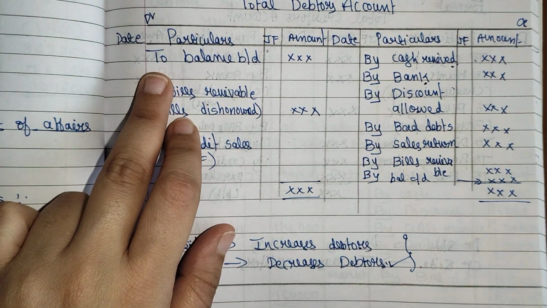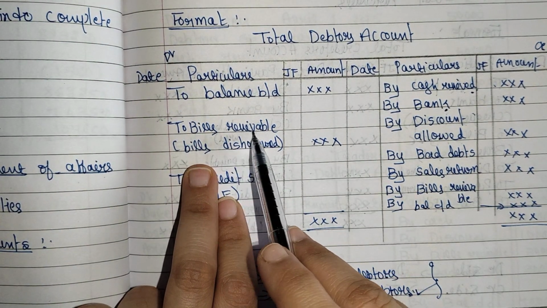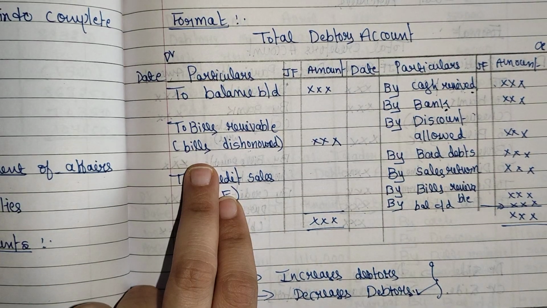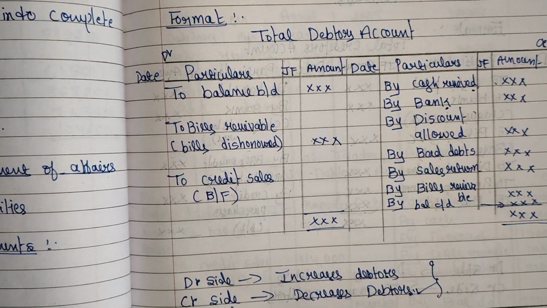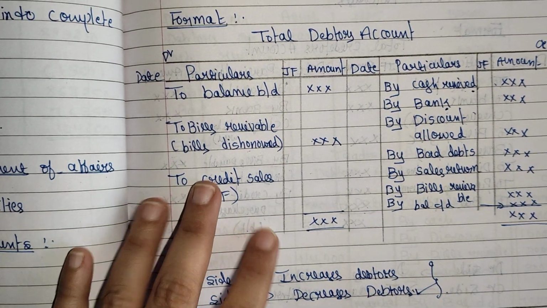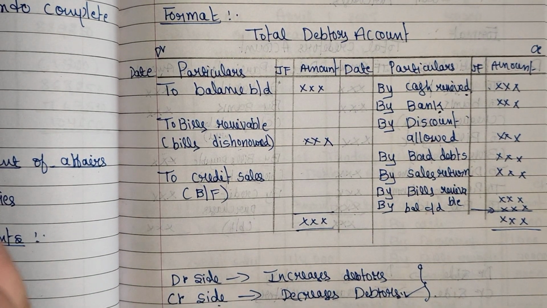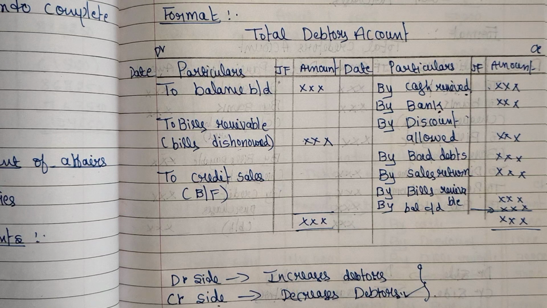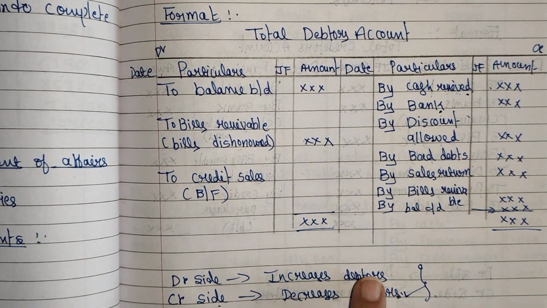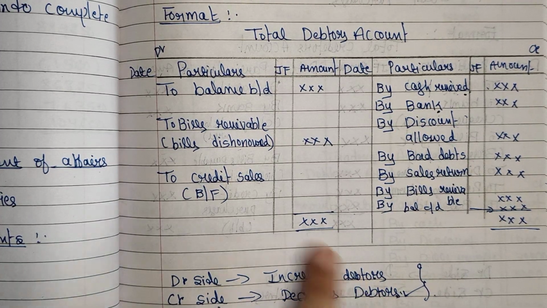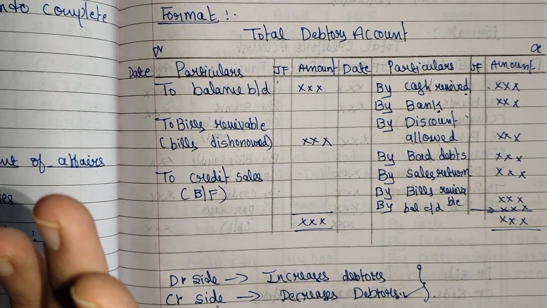Clear? Now we will go to the debit side. First one to balance brought down, you know that. And second one it is to bills receivable, bills dishonored. Bills dishonored. It means what here? Bills dishonored means when customers give bills receivable but later the bill is not paid. Then the amount again becomes debtors. Means here increases the debtors. Debit side increases debtors. Clear? Bill dishonored. The bill is not paid. Clear?